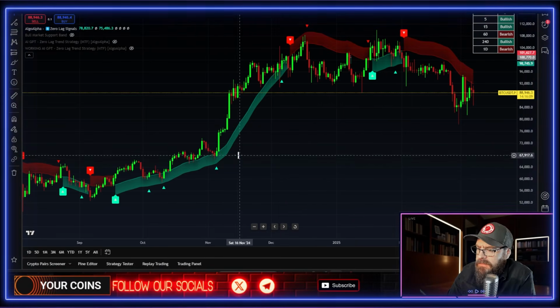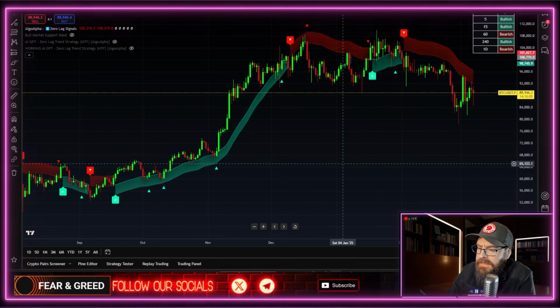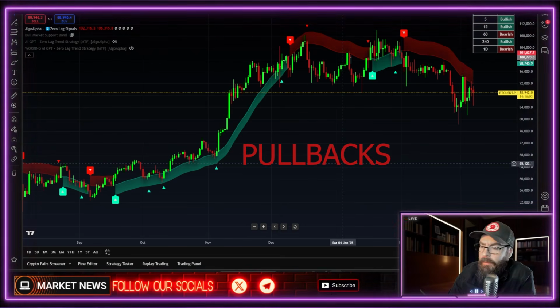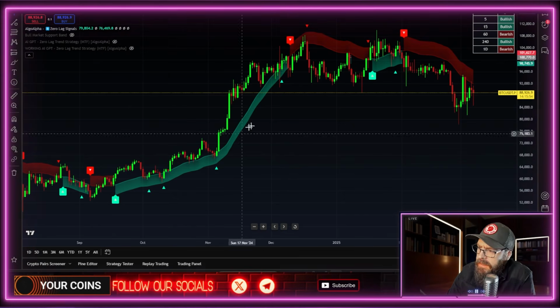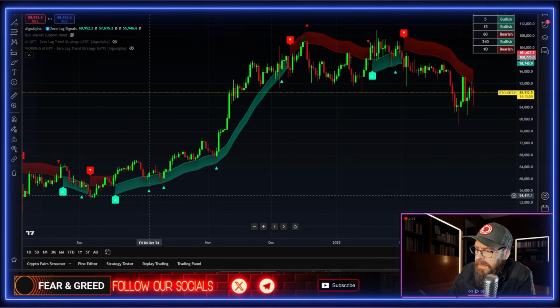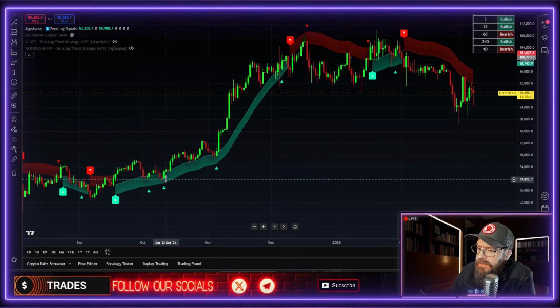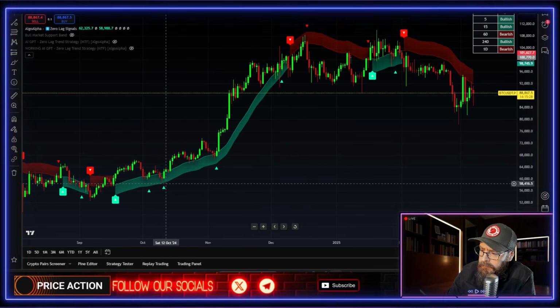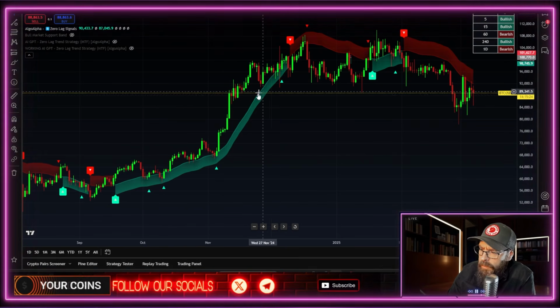So let's have a look now at what these green and red arrows mean. These are only to be utilized for pullbacks. So as you can see here, your ribbon is green. The trend is bullish. We've had several pullbacks into the green ribbon and out again. And these are telling you that the pullback is weak and we're likely going to continue our bullish trend upwards.